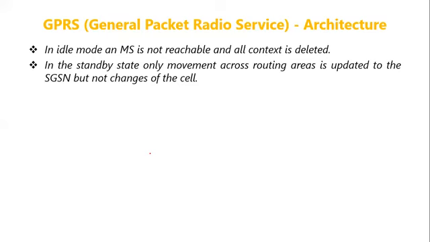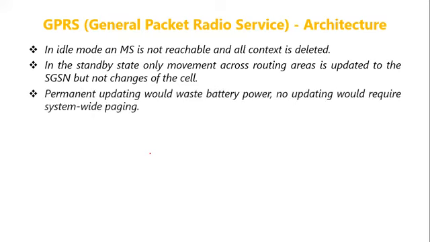For each mobile station, a GPRS context is set up and stored in the mobile station corresponding to the SGSN, the serving GPRS support node. This context includes the status of the MS, like whether the MS is ready, idle or standby. All this information will be available in this GPRS context.